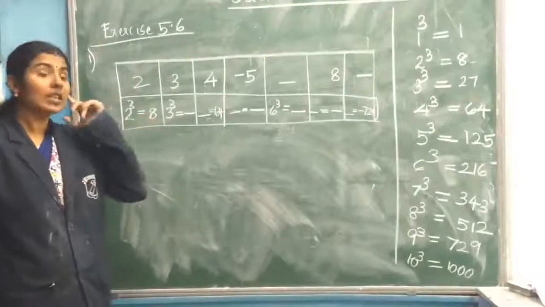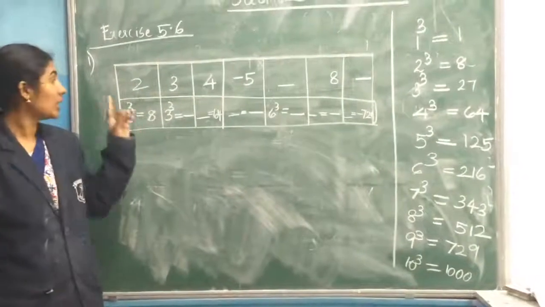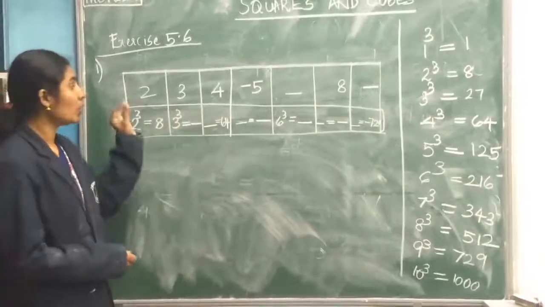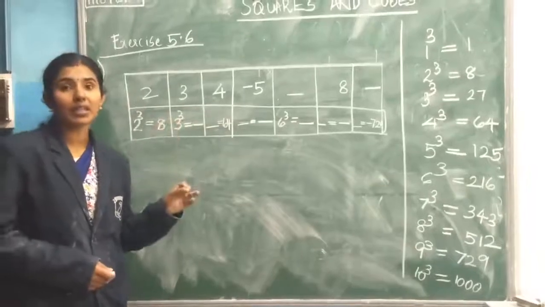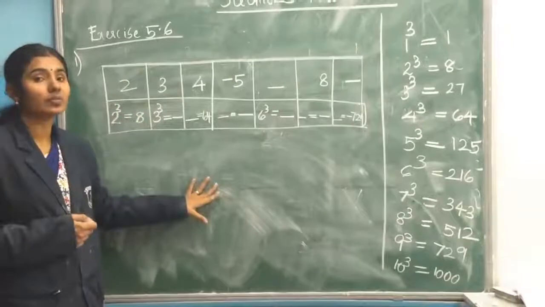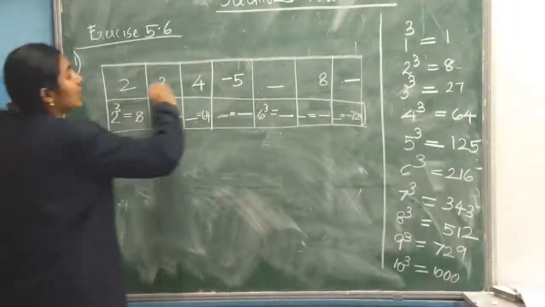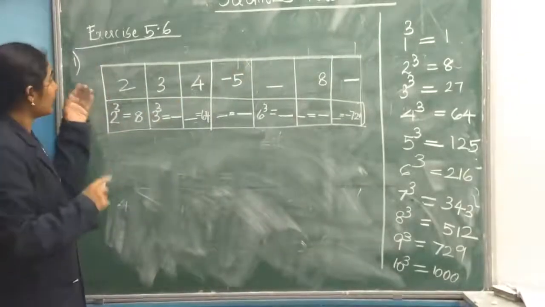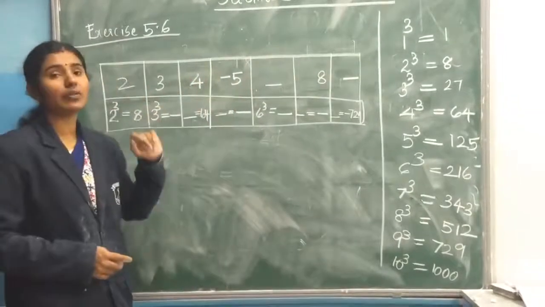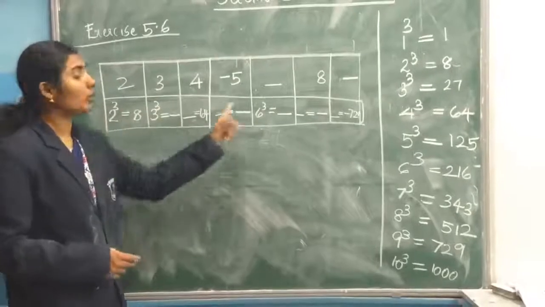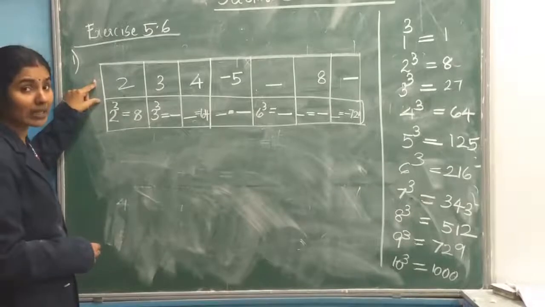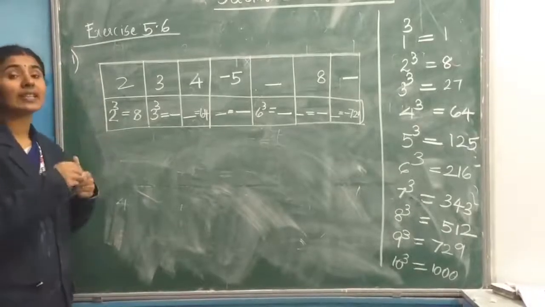Now you listen. These are all the sums from your textbook. See the first question. They have given a tabular form. In this one you can see a pattern, and by seeing that pattern you should understand how to fill it. In the first row they are giving some numbers, 2, 3, 4, -5. In the second row they are giving its cube.